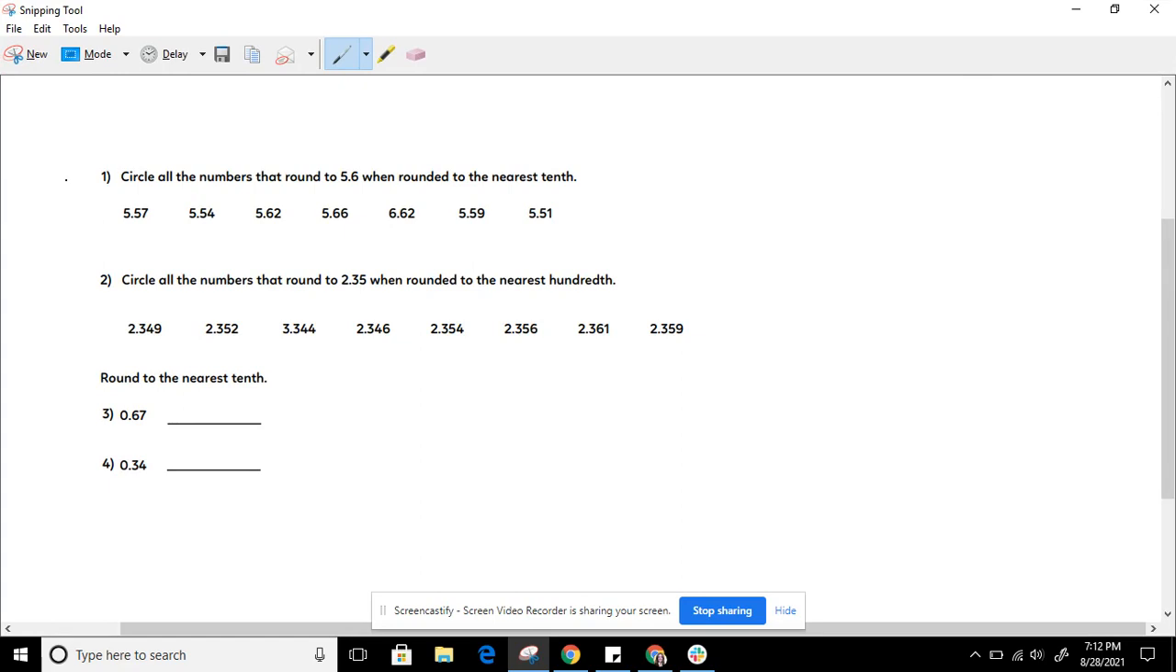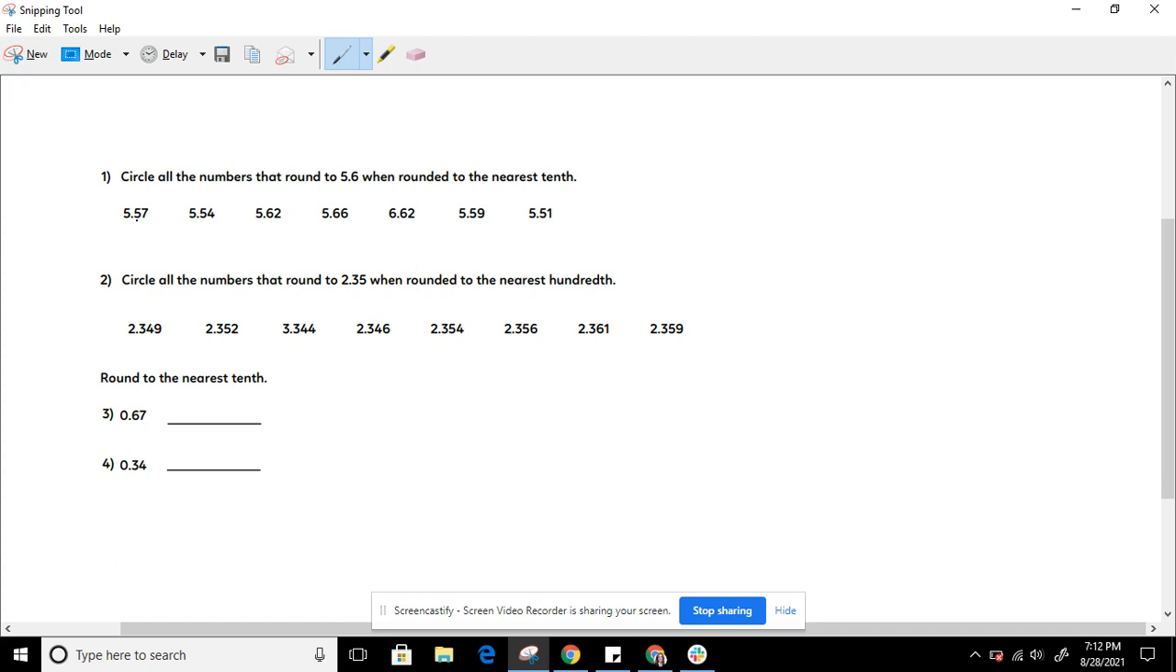Number 1 says, circle all the numbers that round to 5 and 6/10 when rounded to the nearest tenth. So we're going to look at all of these numbers in our list and see which numbers would round to 5.6, or 5 and 6/10, when rounded to the nearest tenth. We're going to look at our tenths value and determine if the numbers can be rounded to 5.6.